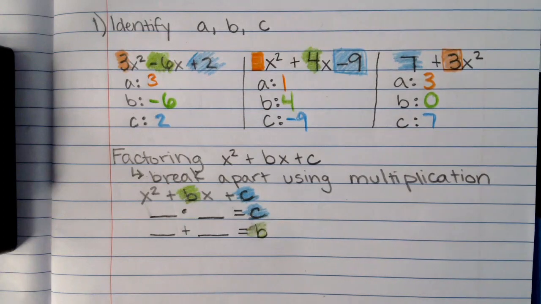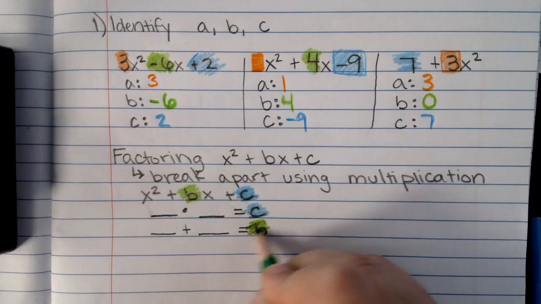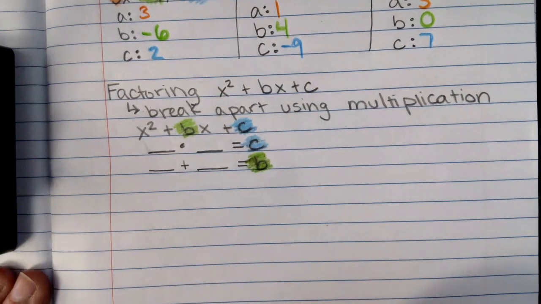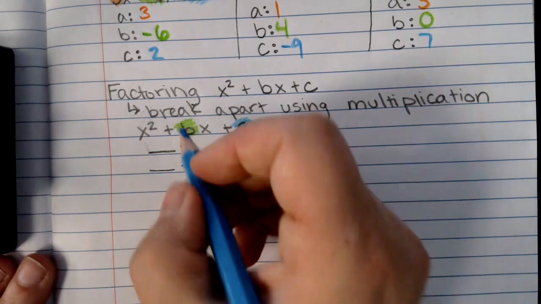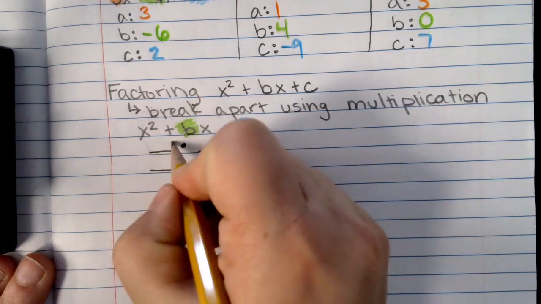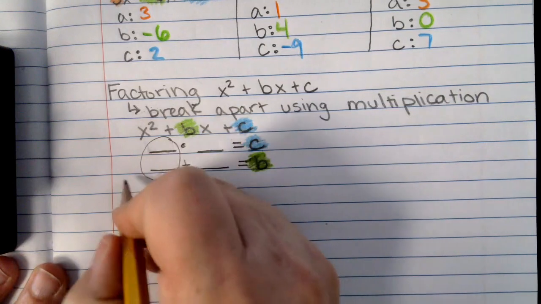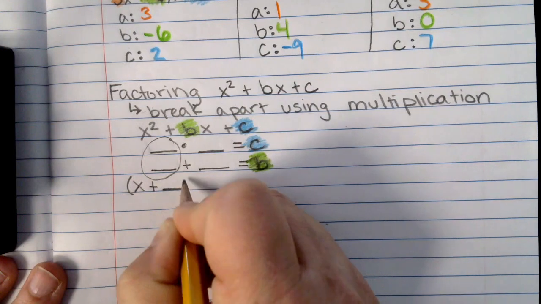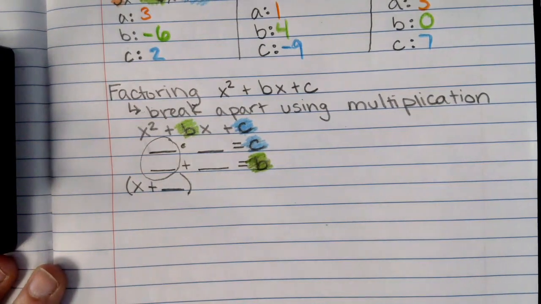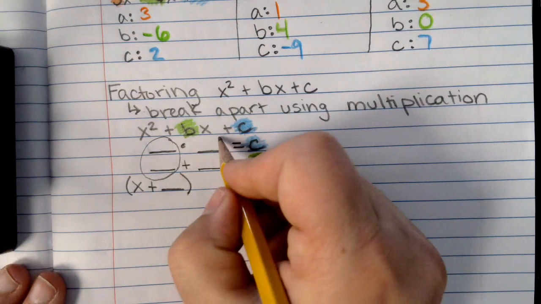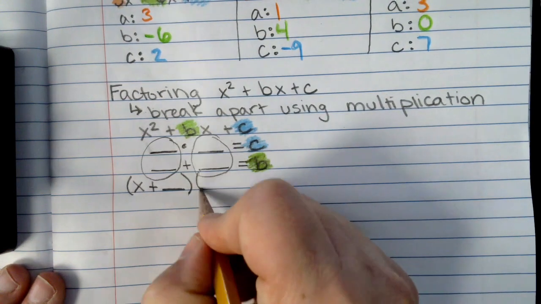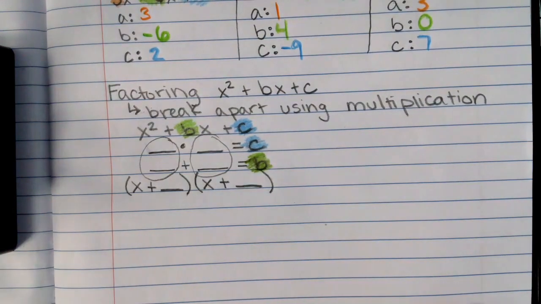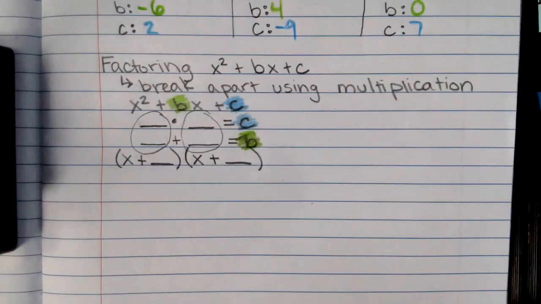Whatever we get in this first box here, we're going to say x plus that number. And then whatever we get here, we're going to put that in the next binomial, x plus a number. We're going to do this with two examples. The first example will take time to understand why it is that C and that B. The second example, we'll just practice getting our answer.